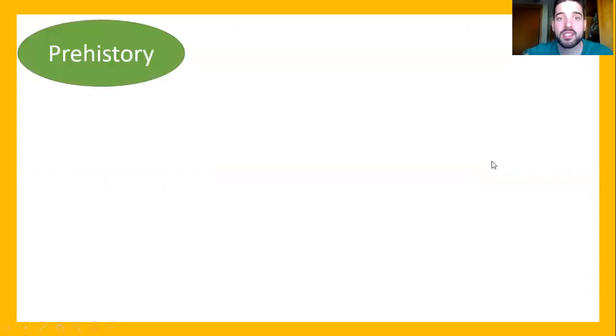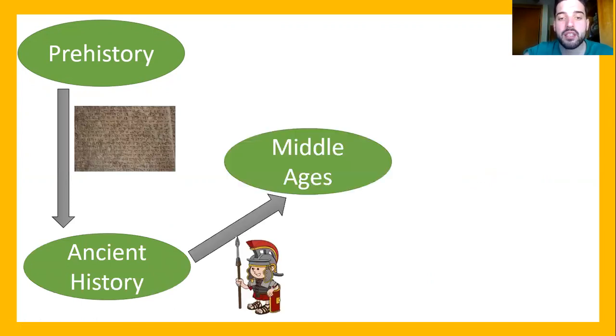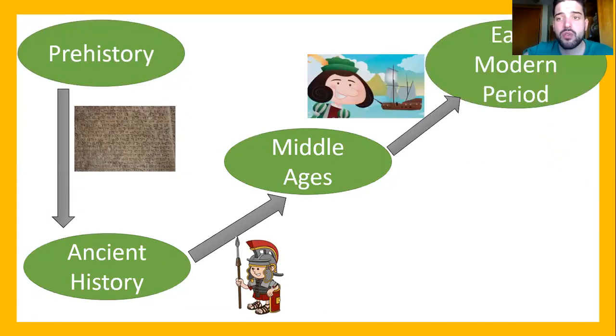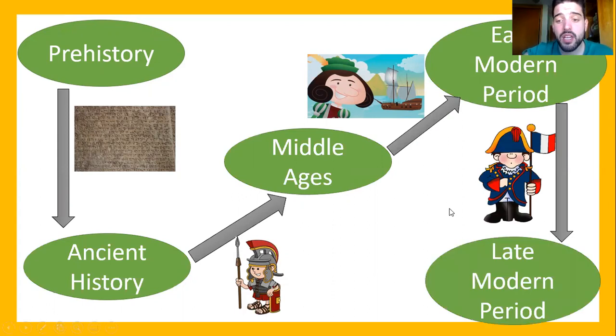Are you ready? As you may remember from past lessons, we said that history is divided into 5 different periods, which are prehistory; after the invention of writing, we were on ancient history; then in the Middle Ages, after the fall of the Roman Empire; then the early modern period after the discovery of America; and finally, after the French Revolution, we were in the late modern period, which is where we are today.